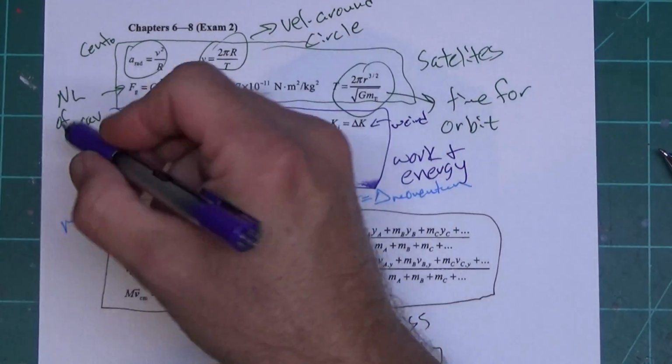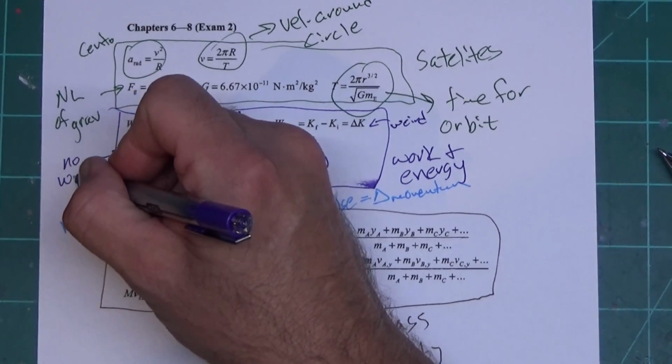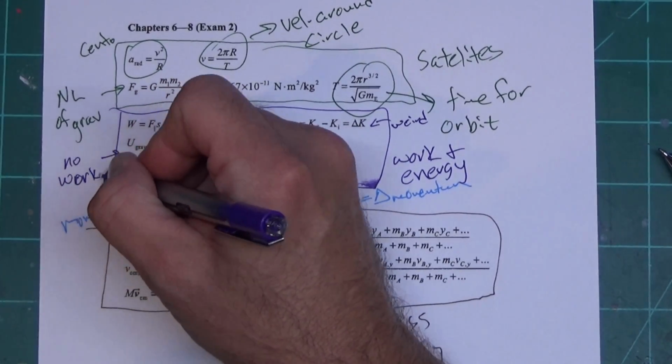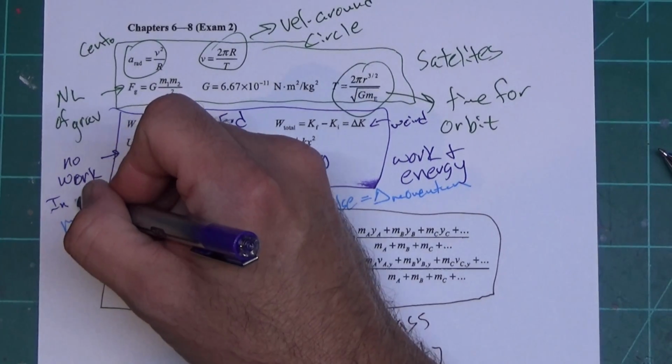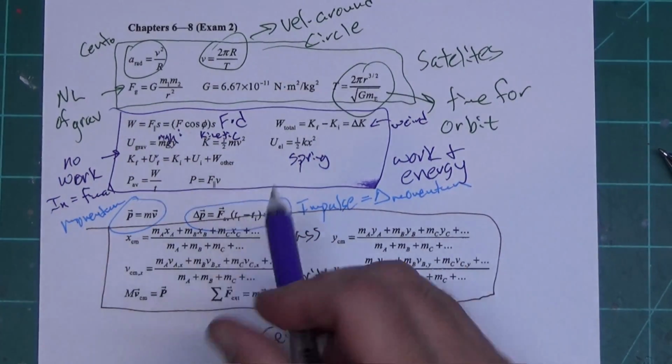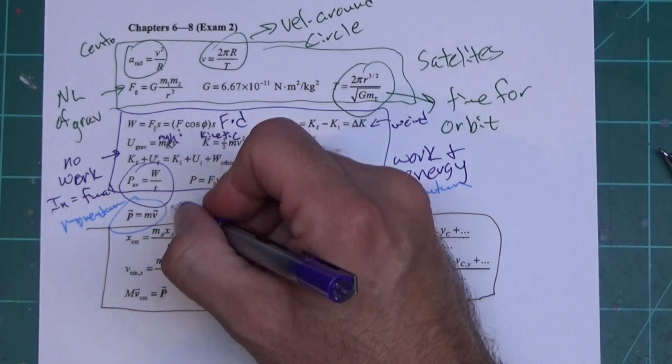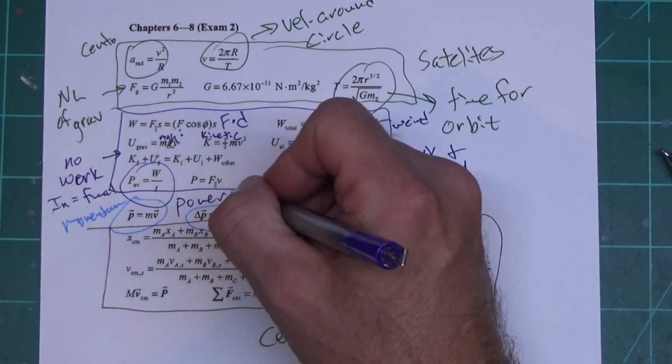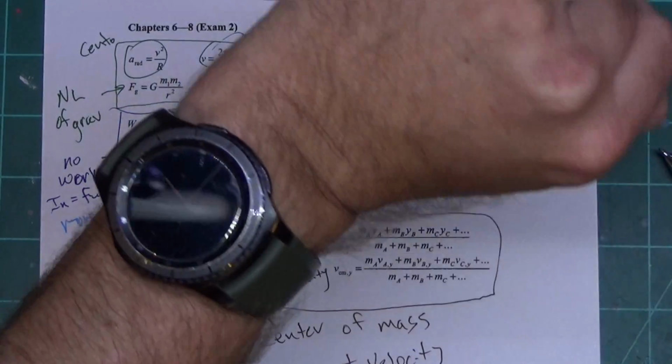Here he's saying no work. That's where we would do initial equals final. That's what he's doing here. And this is the power equation. Both these are actually power.